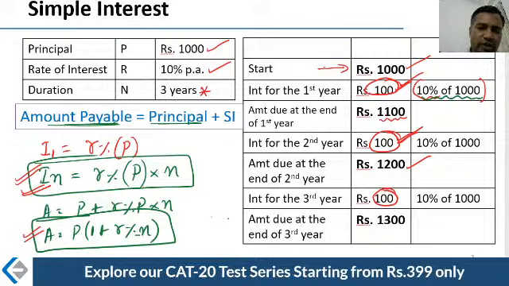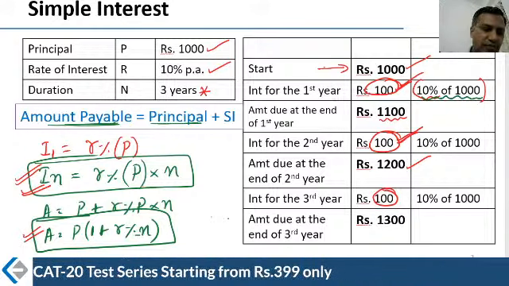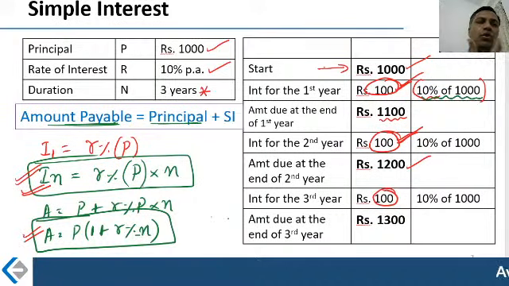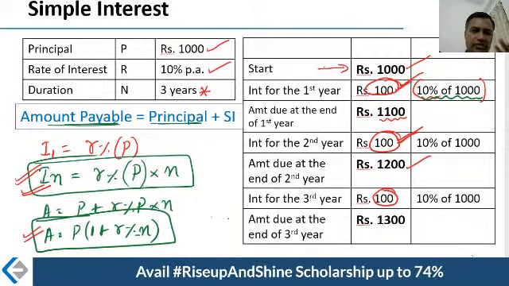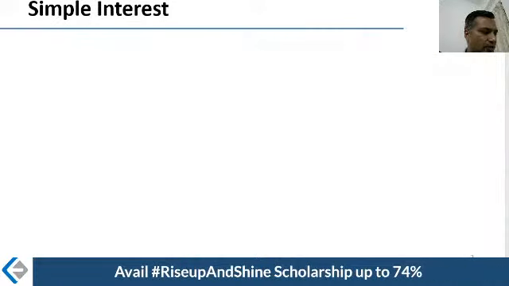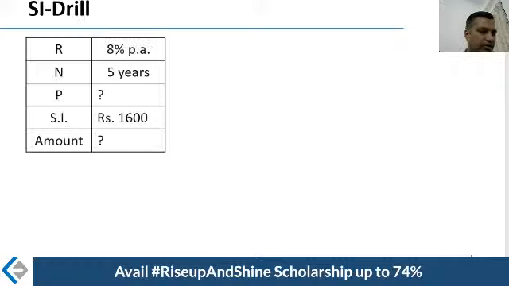Then we talked about how we calculate the interest for a particular year or interest for n years. Then we talked about what the amount looks like at the end of n years. It's just 3 things. All right, let's take a drill quickly now. Let's go to the drill. Let's understand, keeping these 3 points in mind. Let's take a very simple question to start with.